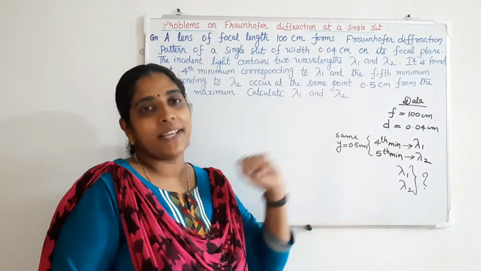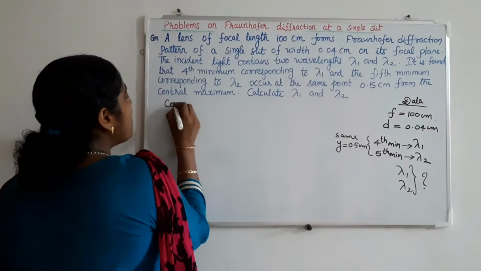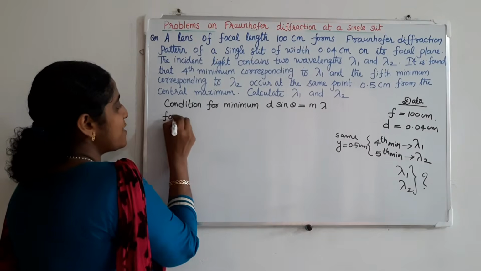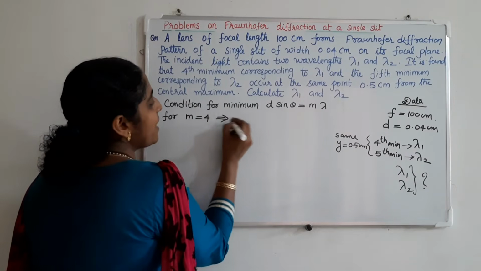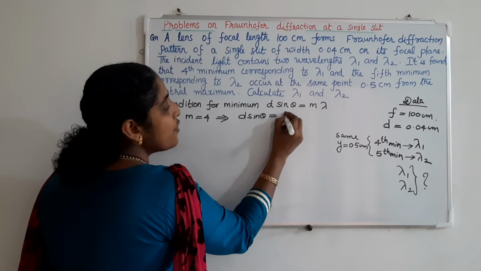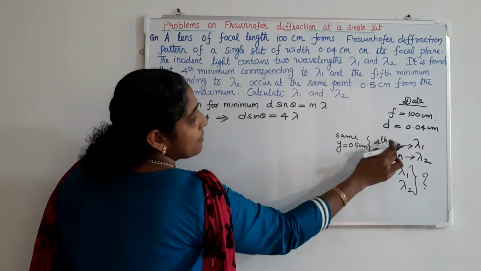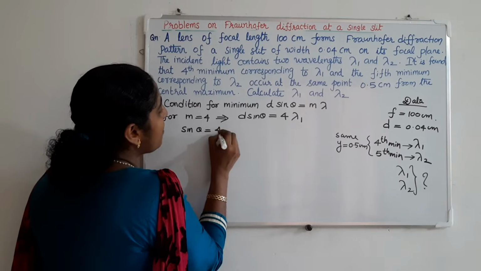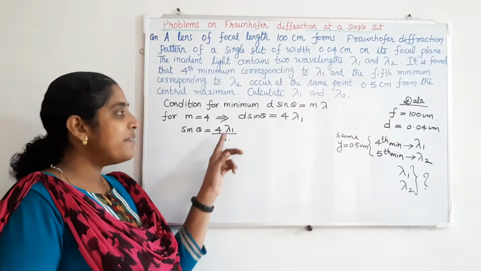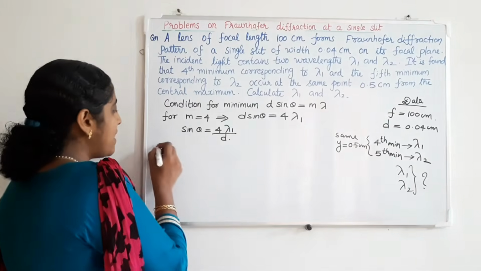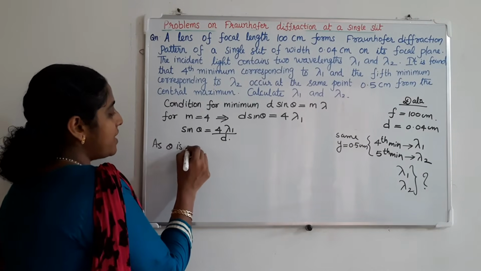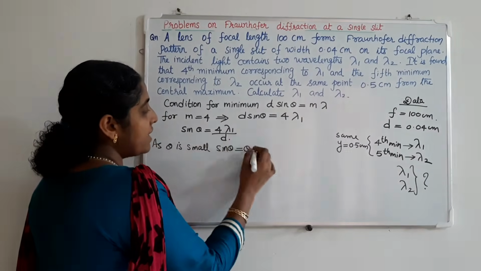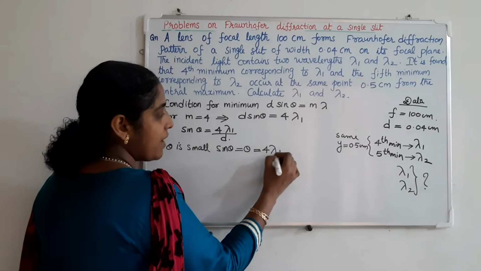So to find this we can apply the condition for minimum. What is the condition for minimum? d sin theta is equal to m lambda. For the fourth minimum, that is for m equal to 4, this expression becomes d sin theta is equal to 4 lambda 1. The wavelength corresponding to m equal to 4 is lambda 1. Then sin theta is equal to 4 lambda 1 divided by d. To find lambda 1, we can use the concept that theta is small, that is the angle of diffraction is small. We can take sin theta as theta. So theta equals 4 lambda 1 by d.